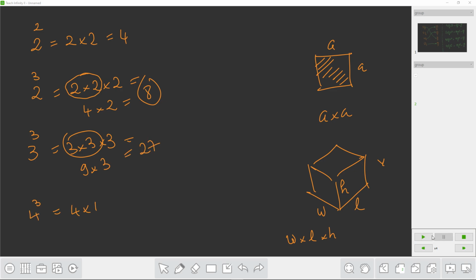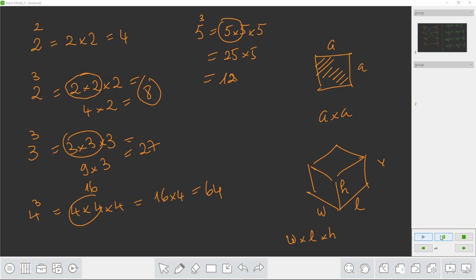Get me? 4 cube is 4 times 4 times 4. Now, 4 times 4 is 16. 16 times 4, it's 64. Now, 5 cube. 5 cube is 5 times 5 times 5. And then 5 times 5 is 25. Times 5, 125. Because 20 times 5 is 100. 5 times 5 is 25. 100 plus 25, 125. Alright?